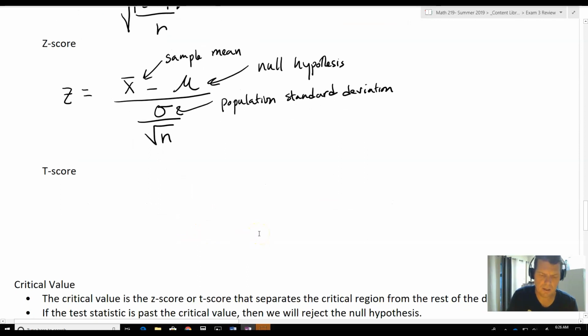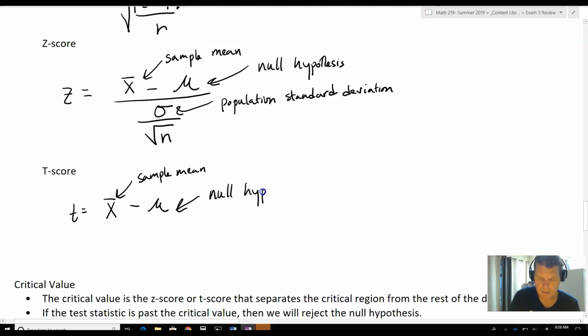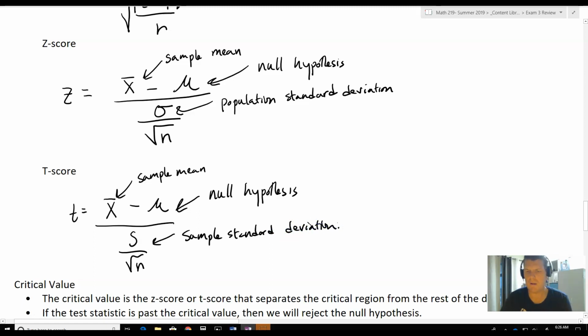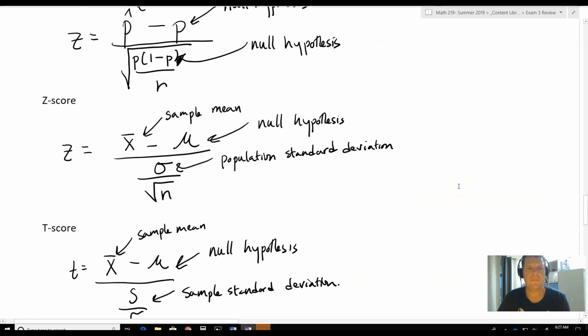And finally, a t-score, t, very similarly to z, is going to be x bar minus mu. So again, our sample mean, our null hypothesis for mu, divided by now s over the square root of n, and this is my sample standard deviation. Okay. So there we go.